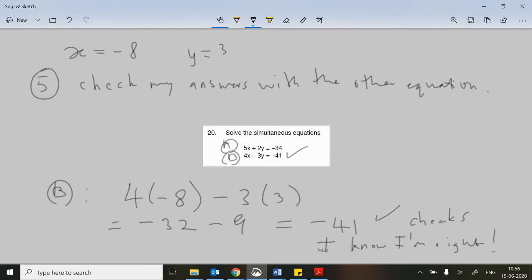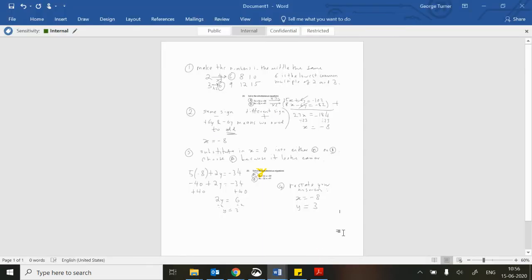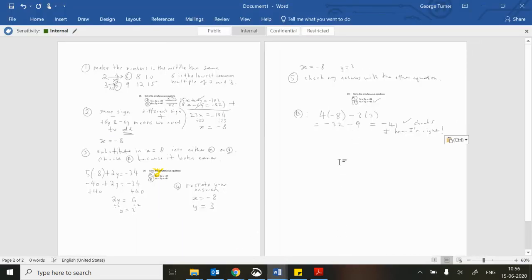Right, there we go. That's a full question. And that's kind of what I'm expecting for this afternoon. Let's just copy that into here. And let's put that up there as well. So there we go. You can see there's my full working out for how to do question number 20.